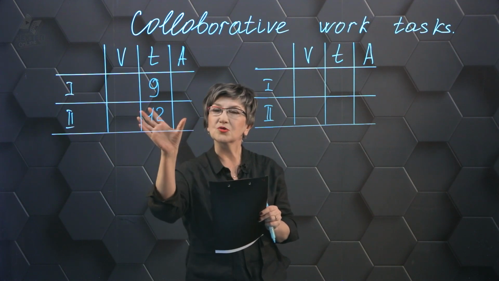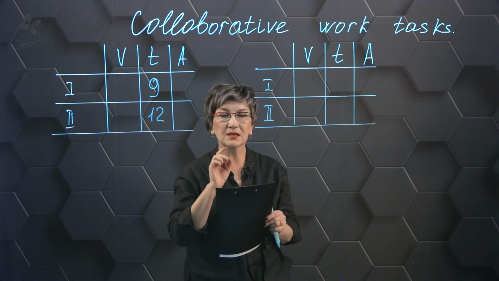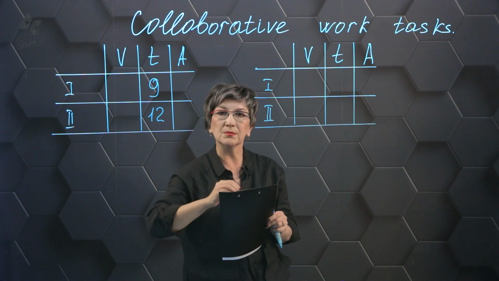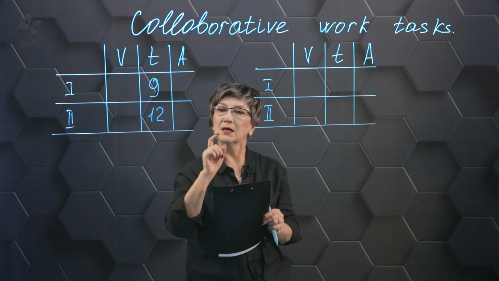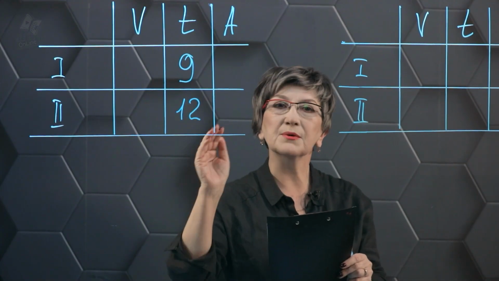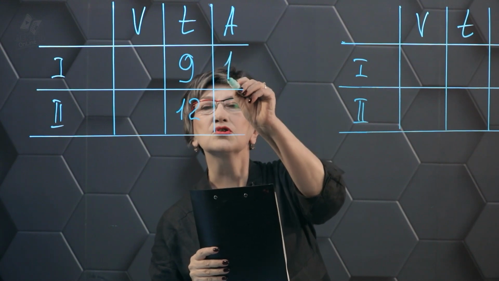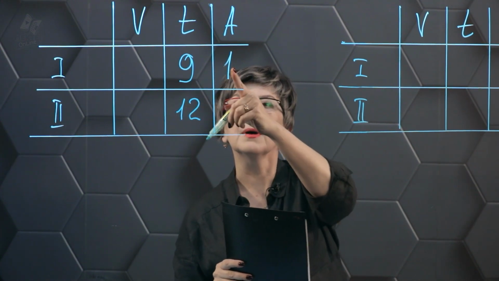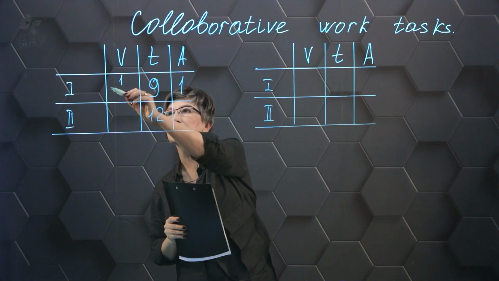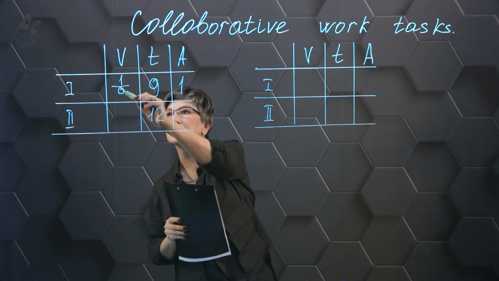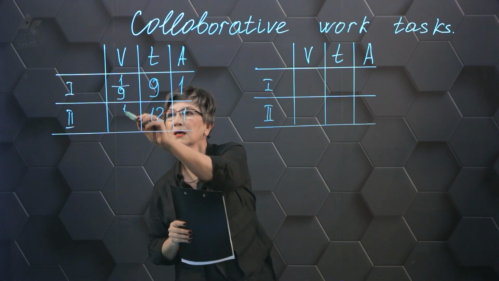Notice that I have drawn 2 tables to solve this problem, and we will be entering our data into 2 tables. To solve this problem, I need to find the productivity of the first company and the productivity of the second company. In order to find the productivity of the first company, I divide 1 by 9. The productivity of company 1 is 1/9, and the productivity of the second company is 1/12.